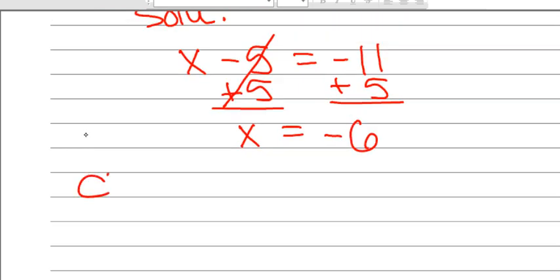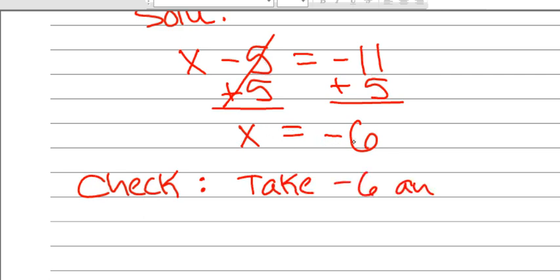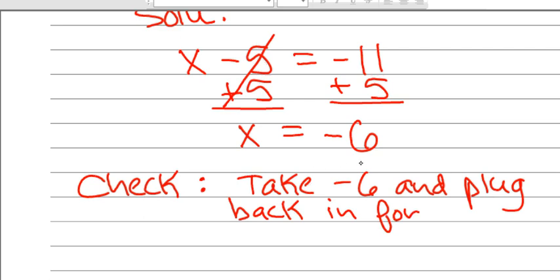And do you remember how to check that? Remember, we're going to take the negative 6 and plug back in for x and see if it works out. And I know we did a lot of this before break, but that's been a while ago, so you may have forgotten. So this is the check.